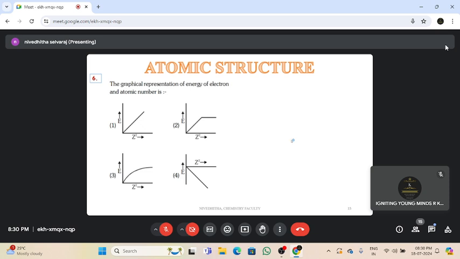You just write the formula and check. You know the formula to calculate the energy of the electron, right? You just substitute the value, or you just increase the value of Z. Now Avantika's answer is right. It is actually option 4.